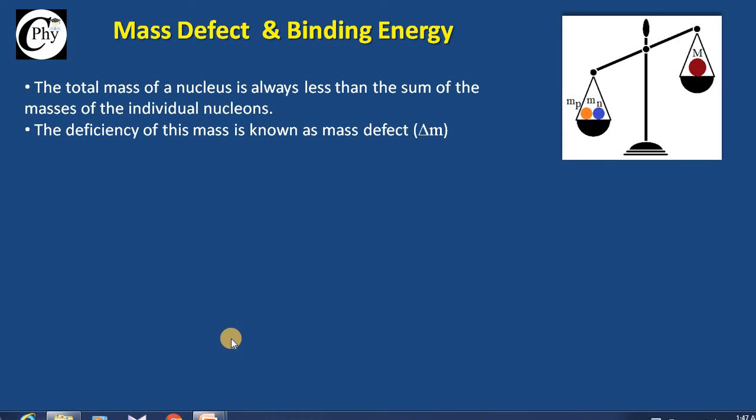Now let's talk about the mass defect and the binding energy of an atom. As we have discussed earlier, the total mass of protons, neutrons and electrons is always greater than the mass of the atom, which is known as the atomic mass. In a similar way, the total mass of the nucleus is always less than the sum of the masses of the individual nucleons. That means the mass of the protons and neutrons. Now the deficiency of this mass is known as the mass defect.